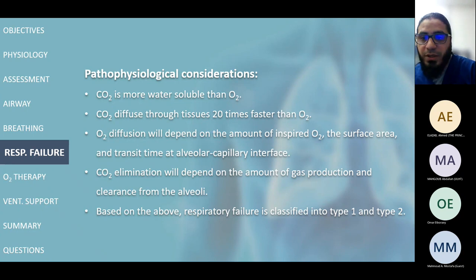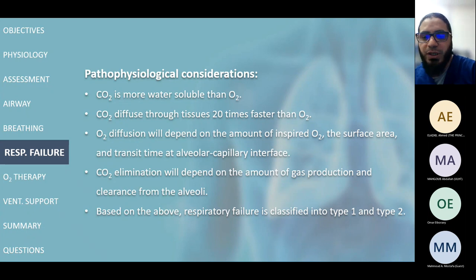The surface area of the alveolar capillary membrane in an average adult is around 140 square meters, which is a huge space. It's like a flat size. Any defect in this surface area will compromise oxygen transport. And also, because it's less water soluble, it needs more time at the interface to move across the membrane.